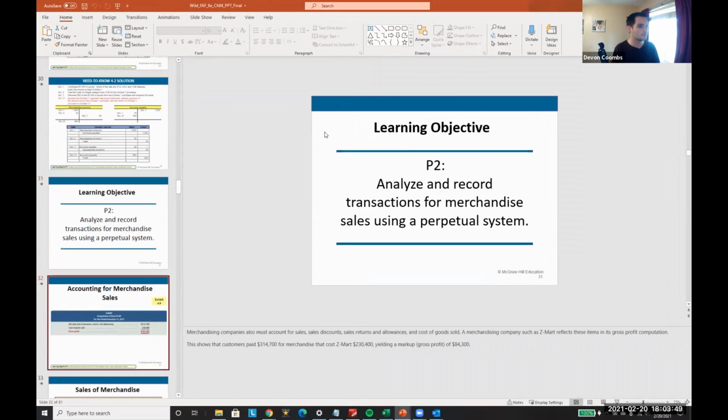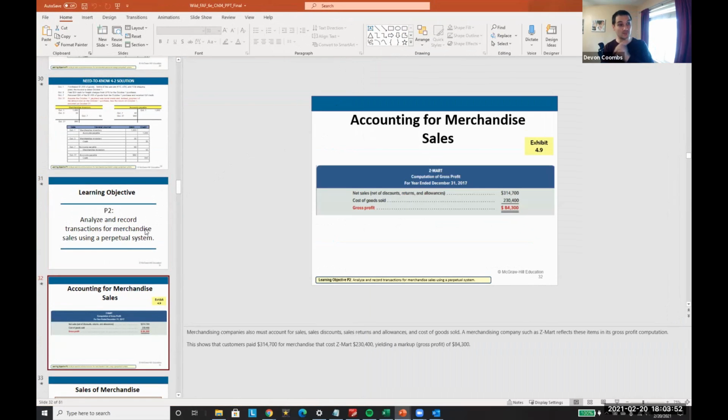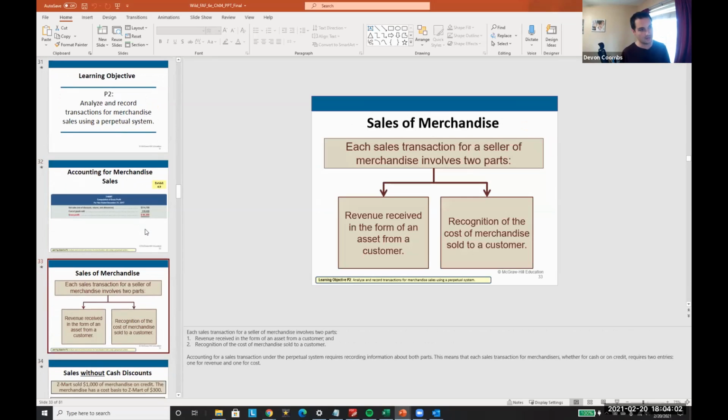So let's talk about the perpetual system. The perpetual system is a bit different because it's still going to be our gross profit here. The reporting doesn't change. It's just how we account for it that changes, that we have to do the counting rather than getting to know what's automatically in the system. Each sale of merchandise involves revenue and a cost, right? Revenue is recognized when we are expecting an asset from the customer, or we're expecting cash or accounts receivable. And then the recognition of cost is when we sell the merchandise.